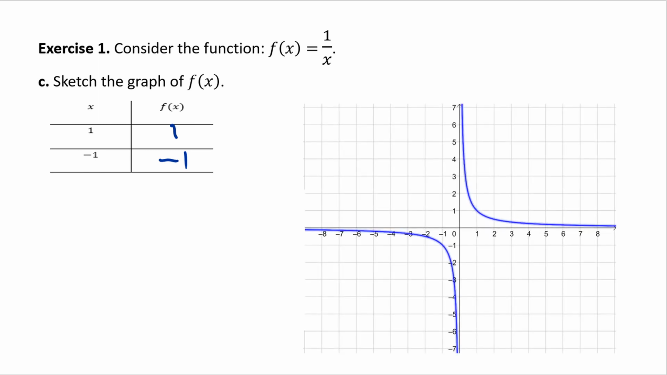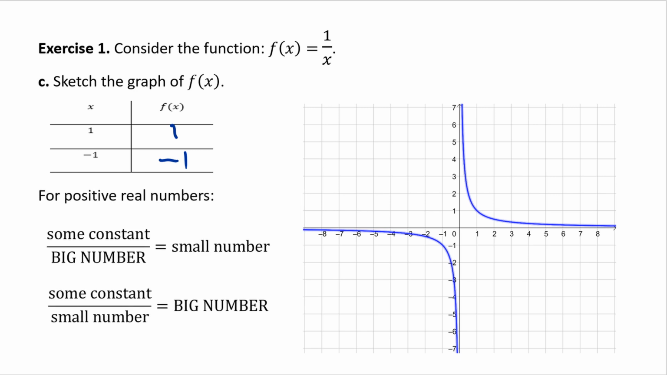Now let's observe for positive numbers. If you take some number and divide it by a real big number, the quotient is small. So think about that for a moment. That is, if you have a slice of pie, the more slices that you cut into, the smaller that piece of pie. That's the first fact statement. And the other is some constant divided by a small number is something very, very big. And so the closer you get to dividing by 0, though you can't, the bigger your quotient is going to be.